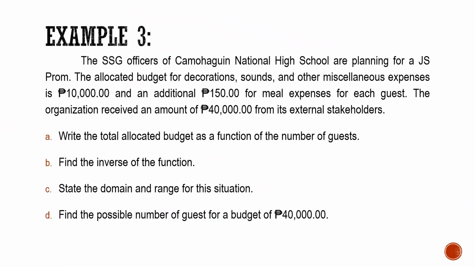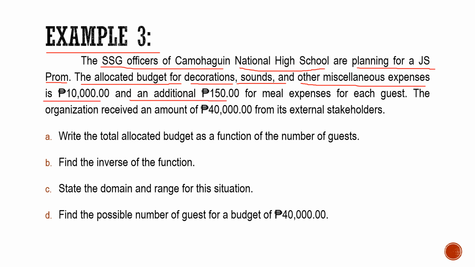So for example number 3, the SSG officers of Kamohangin National High School are planning for a JS prom. So juniors, seniors prom. The allocated budget for decorations, sounds, and other miscellaneous expenses is 10,000 pesos, and an additional 150 pesos for meal expenses for each guest. So the organization received an amount of 40,000 from its external stakeholders.